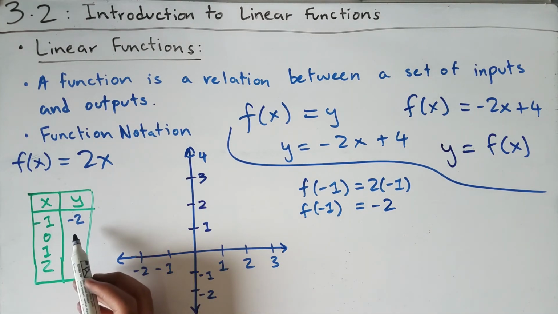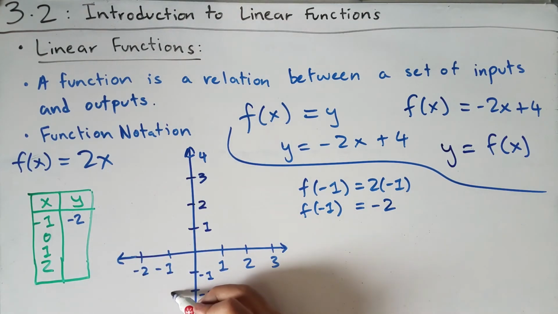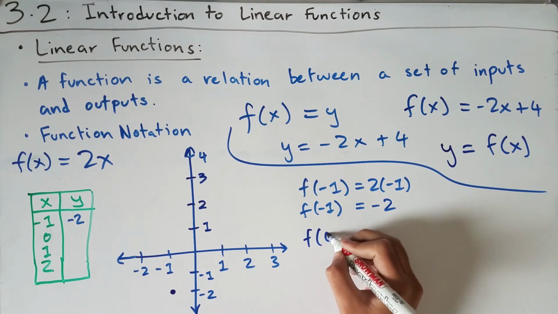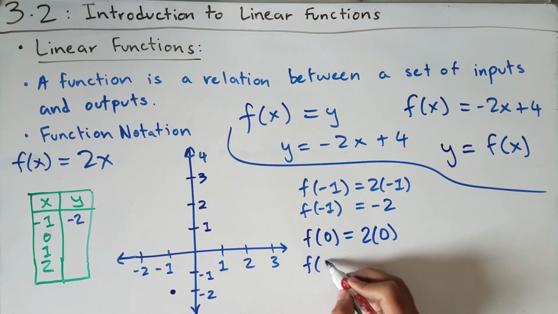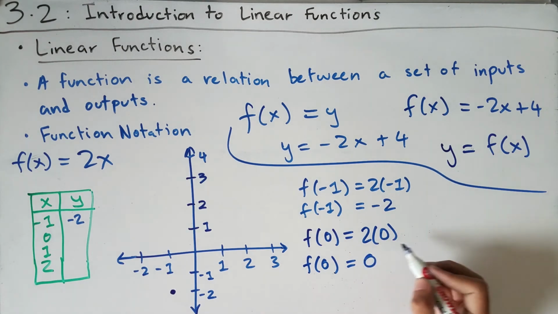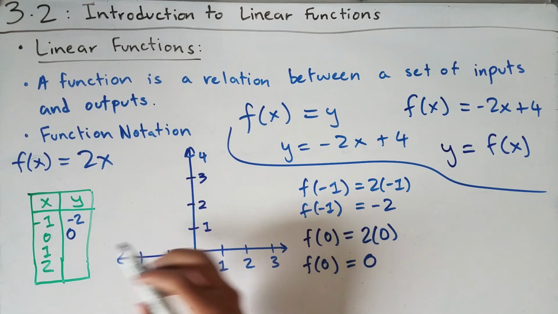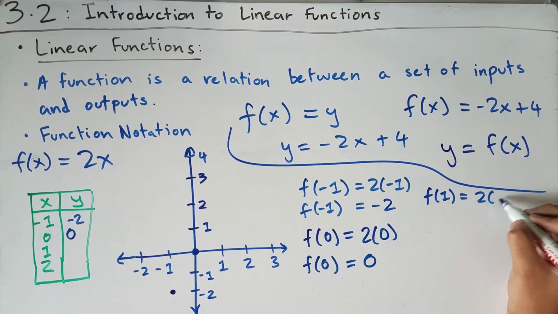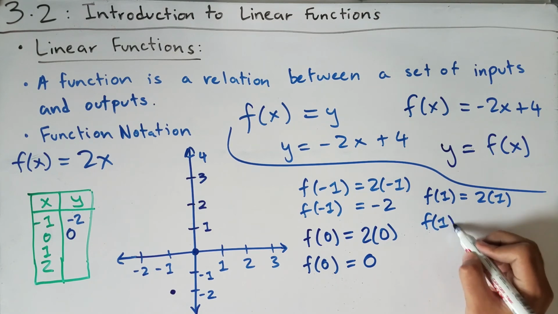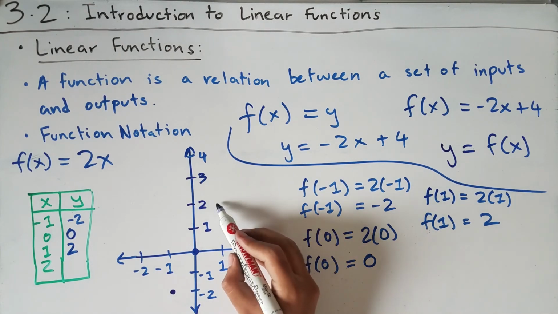So our first point, where x is equal to negative 1, has y equal to negative 2. So our coordinate would be negative 1 comma negative 2, which on this graph would be at this point. Now let's do f of 0. f of 0 would be 2 times our x value of 0, which equals 0, because 2 times 0 is just 0. So our y value in this case would be 0. So 0 comma 0 would be at this point. f of 1 would be 2 times 1, which would simply give us 2. So our y part of the coordinate would be 2. So 1 comma 2 would be at this point on the graph.